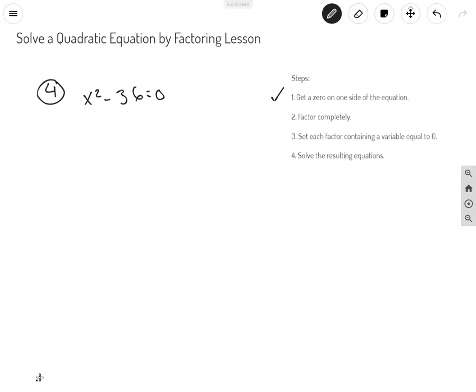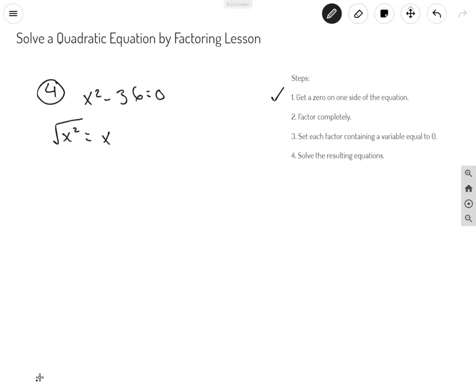Step 2, factor completely. So looking here, I have x squared minus 36. I only have two terms. Because I only have two terms, I think, can I factor two terms? Yes, if it's a difference of squares. So that depends.